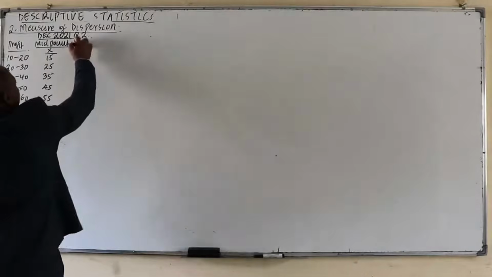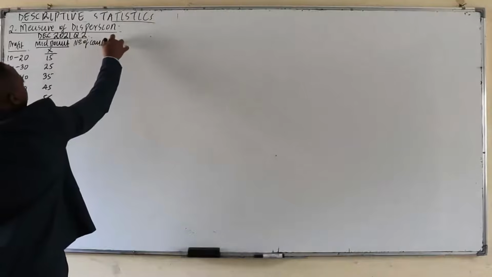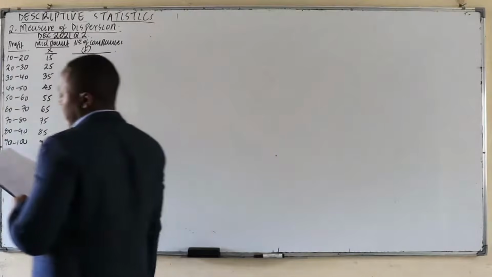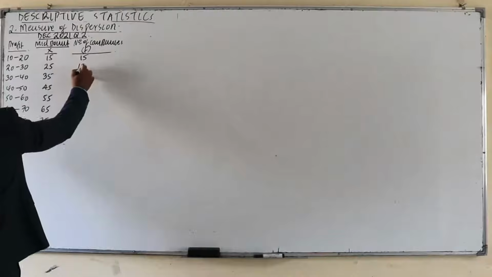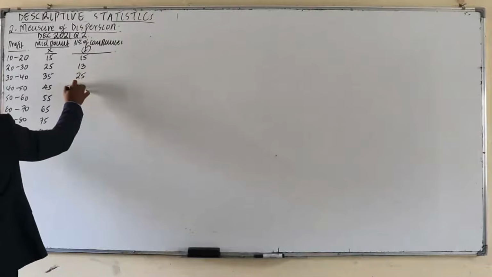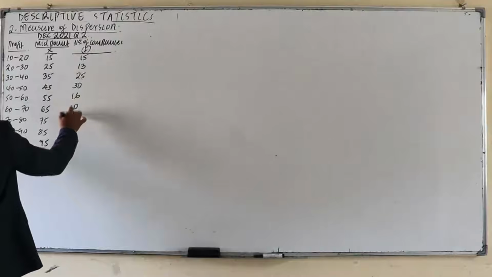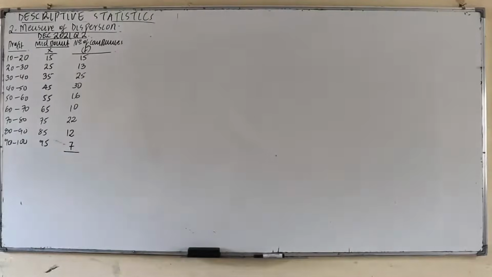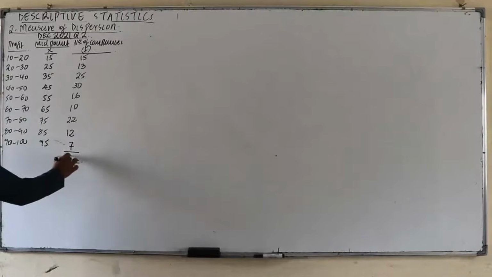Then we have the number of companies. Now, the number of the companies is our F, the frequency. So how many companies are making an average of 15 million? So we have 15 companies. Then we had 13 companies. We had 25, 30, 16, 10, 22, 12, and 7. Can you add the total frequency? Did you get the number of companies which was 150? Just add that. You get 150, which was the number of companies.